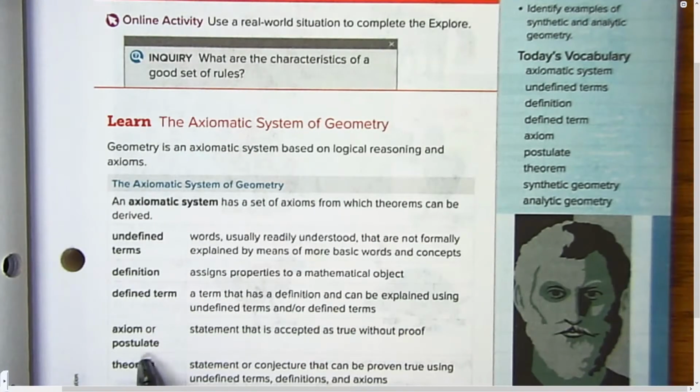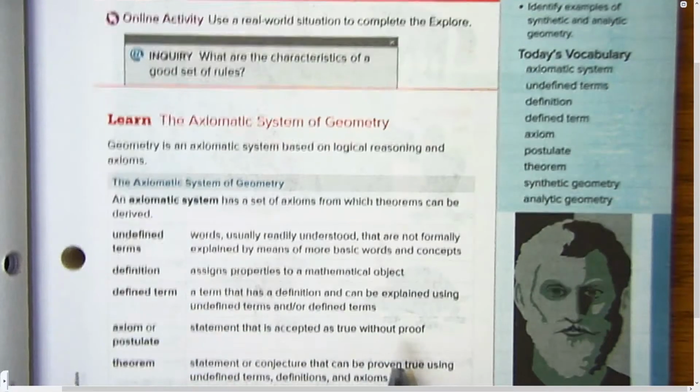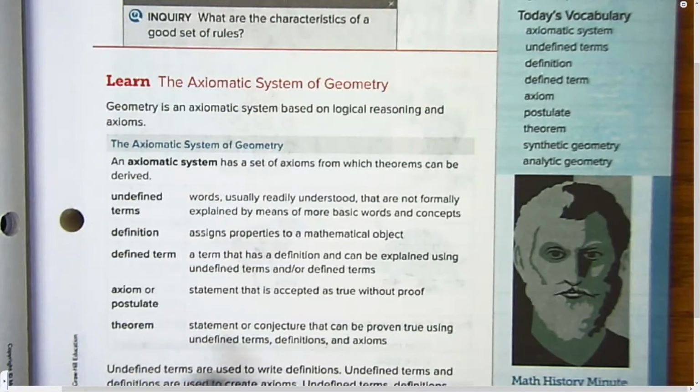Axiom or postulate. Statement that is accepted as true without proof. Theorem. Statement or conjecture that can be proven true using undefined terms, definitions, and axioms.